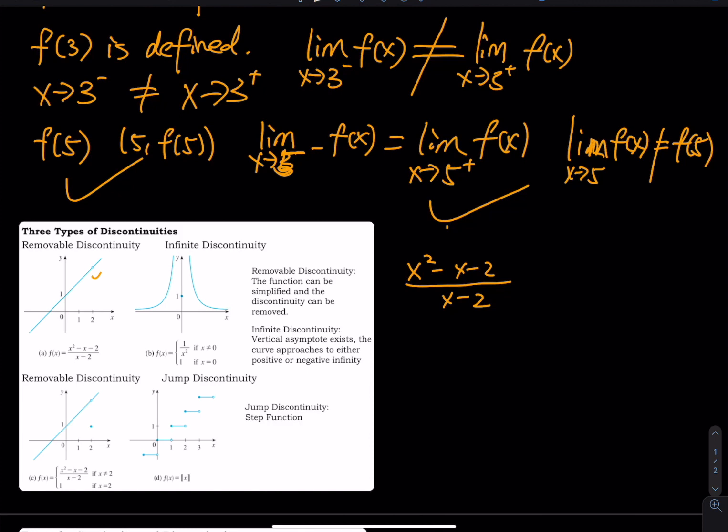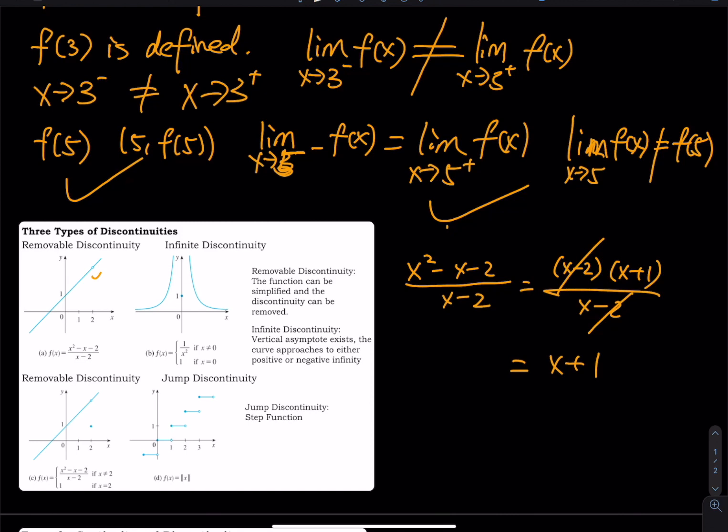By doing some algebra, this is x minus 2, x plus 1 divided by x minus 2. You get rid of them. That is just equal to x plus 1. How come we don't just graph x plus 1? Well, x minus 2 in the denominator is part of the function. You cannot just ignore it.